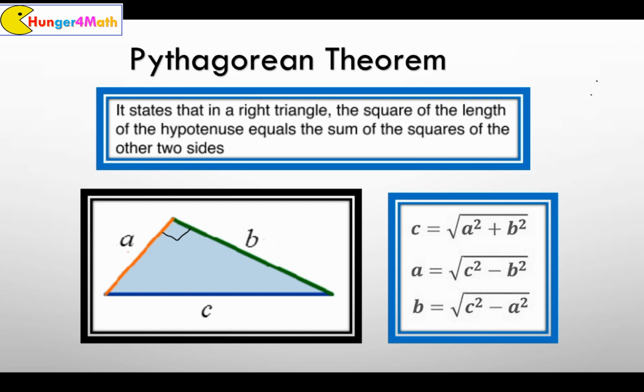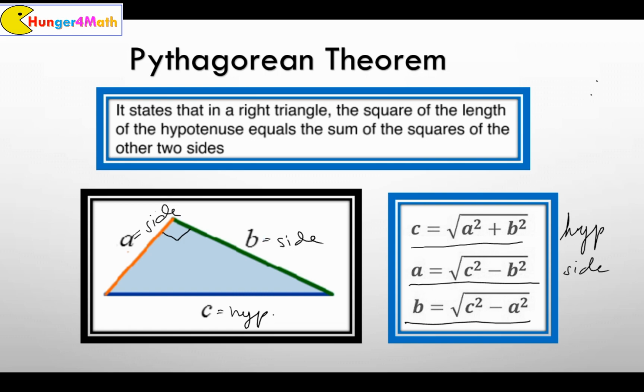The Pythagorean theorem states that in a right triangle, the square of the length of the hypotenuse is equal to the sum of the squares of the two other sides. Here, letter C is the longest side of the triangle, which is our hypotenuse, and A and B will be the sides. For each letter, we have here the formula. C is equal to the square root of A squared plus B squared, which is for the hypotenuse. A is equal to the square root of C squared minus B squared for the side. And B is equal to the square root of C squared minus A squared.